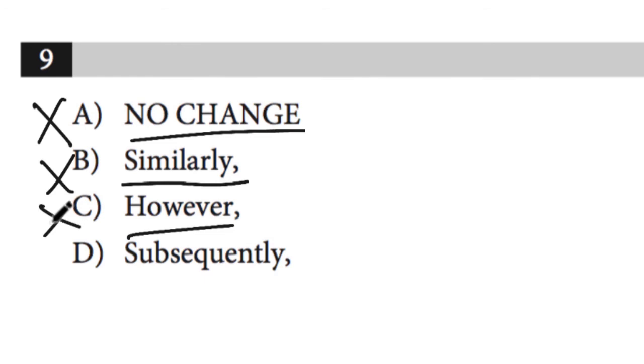Option D is subsequently, which means after. Now, this makes sense. It connects the two ideas by saying, after the research showed that the introduction of phosphates is correlated with the growth of algae, legislators chose to ban phosphates. That makes sense. After the research showed something bad, the legislators chose to make a ban. So subsequently, option D is the correct answer.